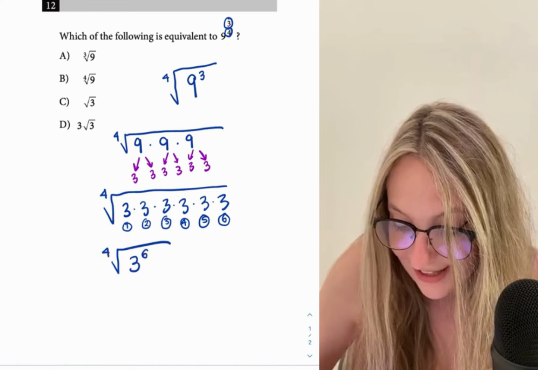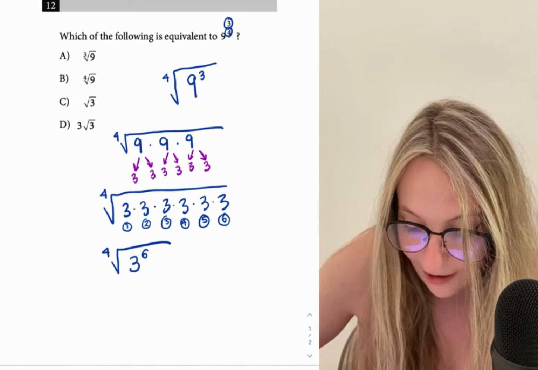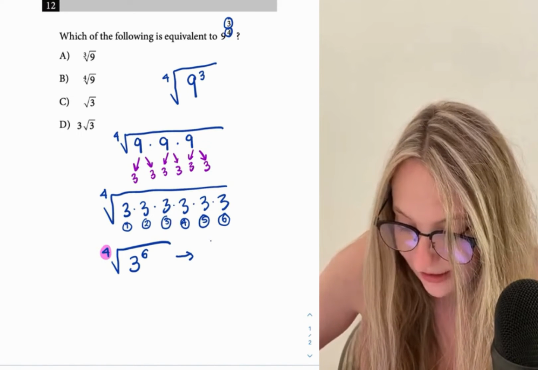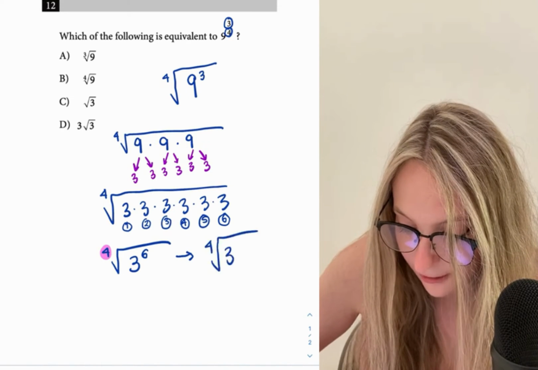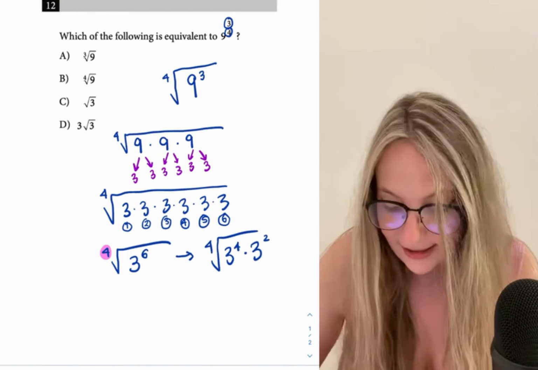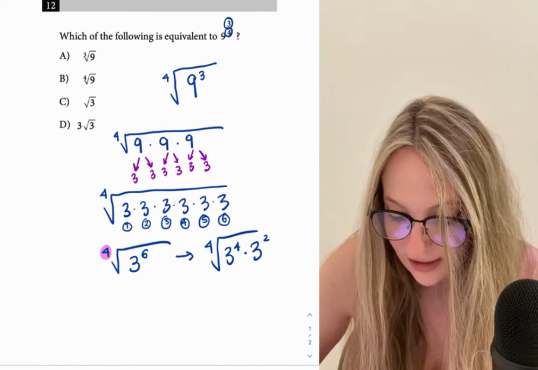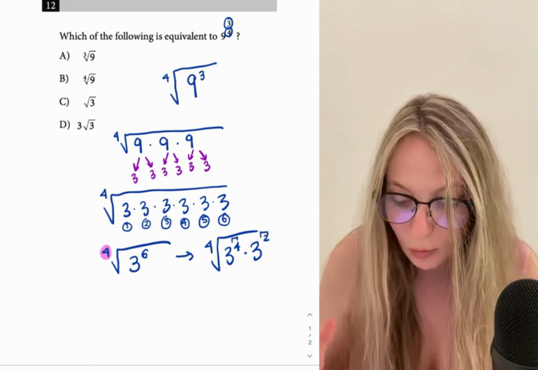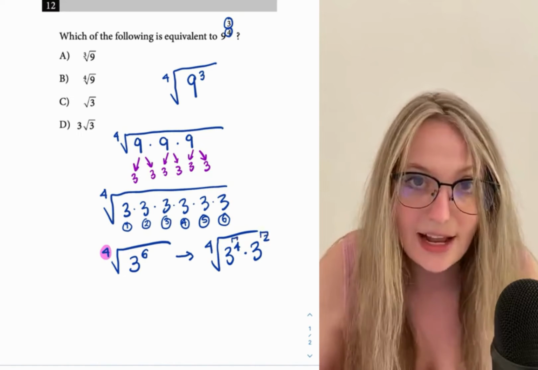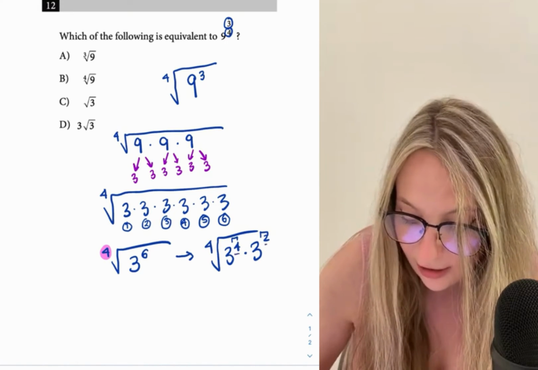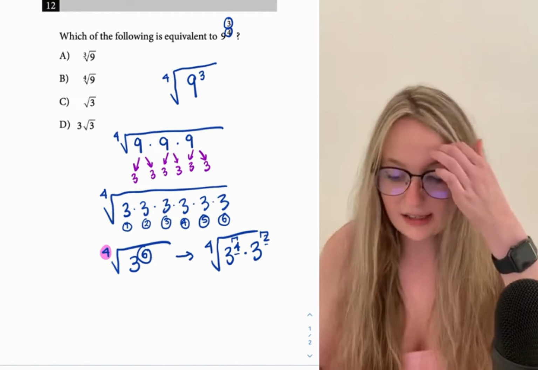Because we see that there's a 4 on the outside right here, it would be really convenient to rewrite 3 to the 6th as 3 to the 4th times 3 squared. You can always break down an exponent like this, and we add the exponent parts together, which is why 3 to the 6th is the same thing as 3 to the 4th times 3 squared, because adding these two together right here gives back 3 to the 6th.